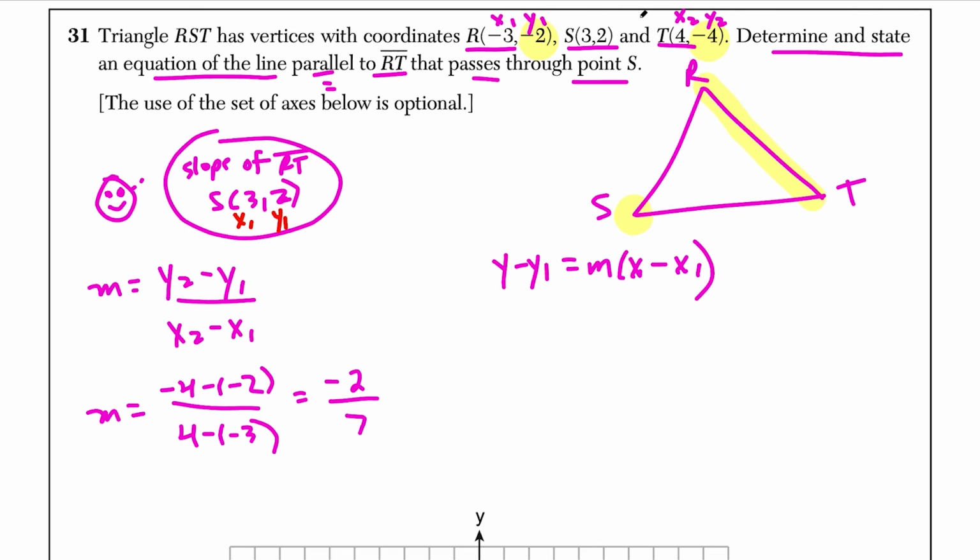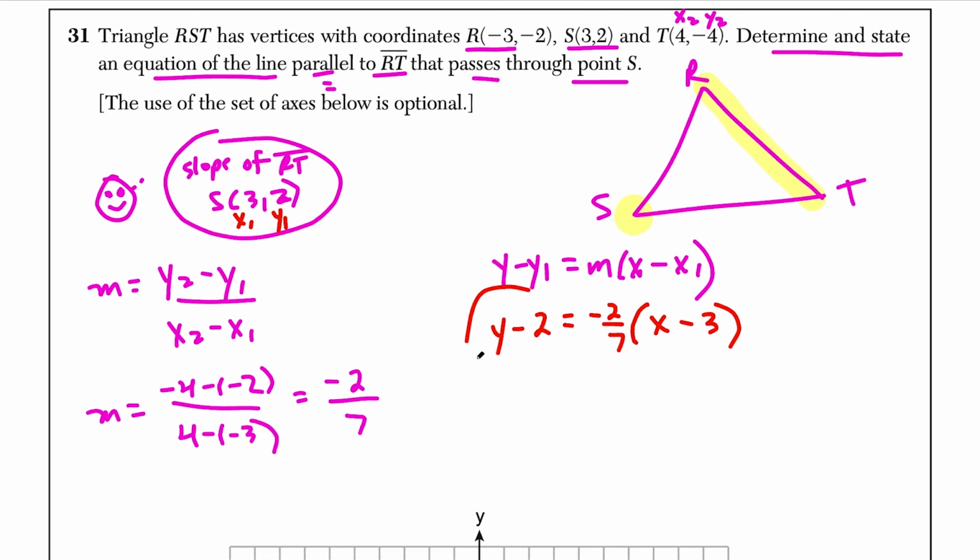So in a sense, these labels get erased and they go away. And now we're plugging into this formula here. I'm just going to erase this so that it's out of the way and it's not confusing to what we're actually trying to find here. So now we plug in: y minus, the y value here is 2, equals, the slope is -2/7, and now we have x minus 3.